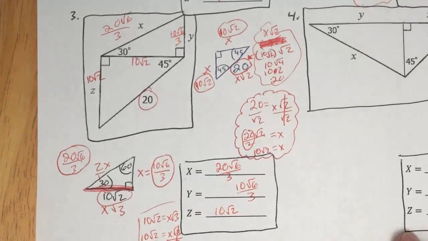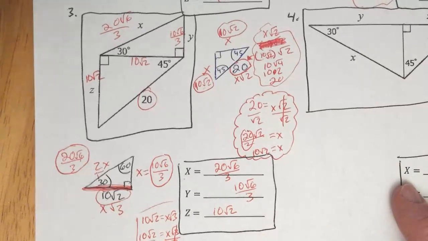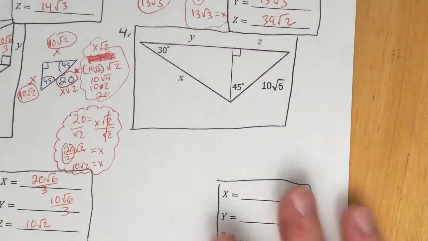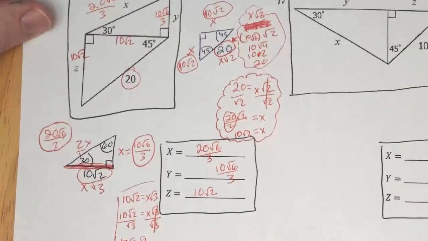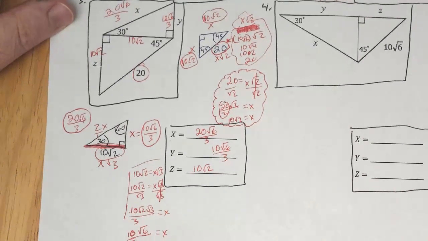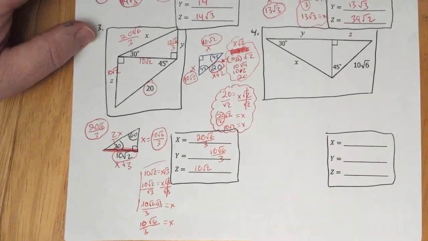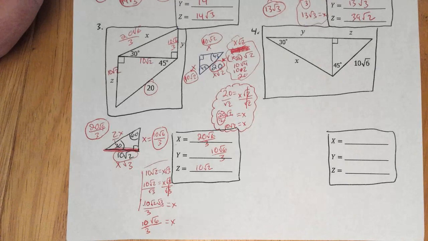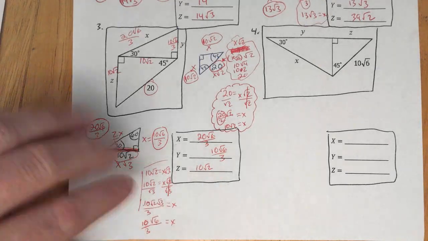Okay, now let's try number 4. You guys are doing great. Just stick with it. Okay, so if you needed to take a picture of that to copy down some notes, let me zoom out a little bit. There you go. So if you still need to copy down some notes, go for it. All right, now let's go down to number 4.